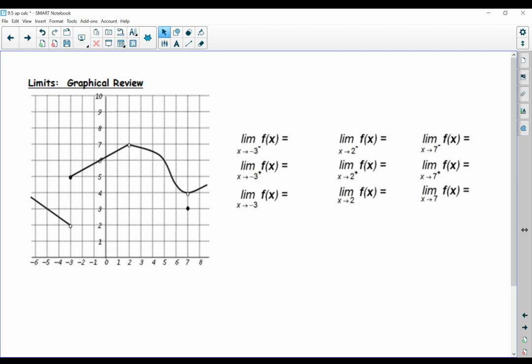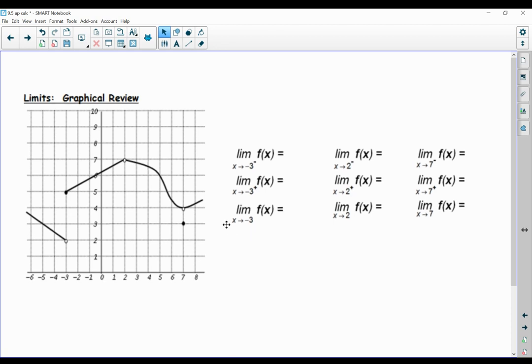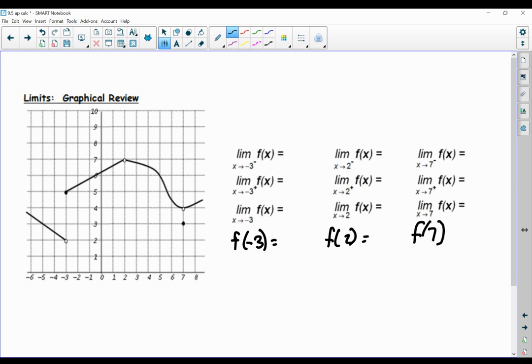But to get our brain going, I thought we would look at a little bit of a graphical review. What I would like you to do is pause the video, as usual, to try these 9 limits, and then I'm going to add to them as well. I want you to not only find those 9 limits, you're also going to give me the actual value of the function for each of these. So we're going to do these 12. Take a second, pause the video, try them, and then I'll go over them real fast. So pause. Okay, welcome back.